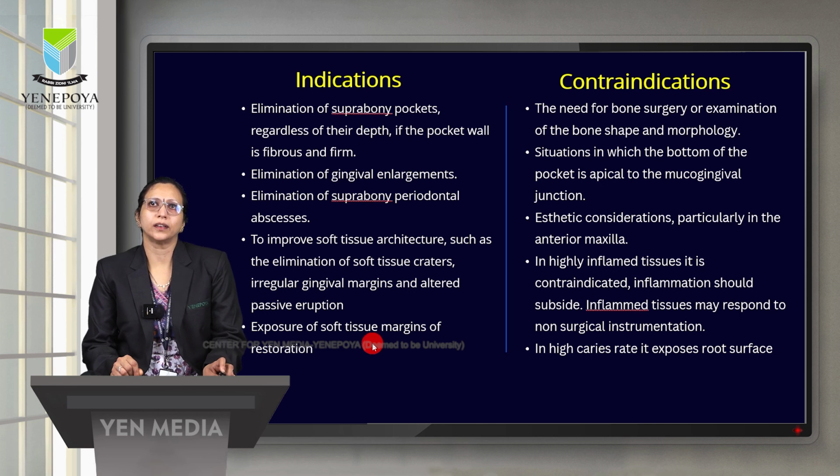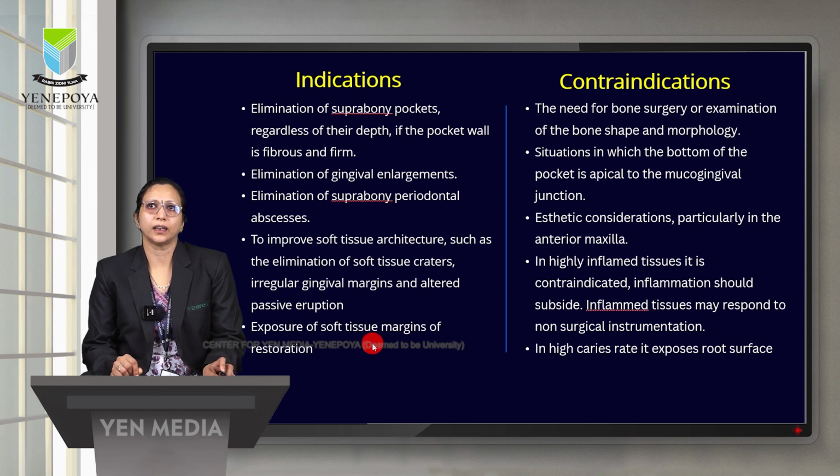Let us see what the contraindications for this procedure are. If bone surgery is needed, or if examination of the bone shape and morphology is required, we cannot do this procedure because we are not actually exposing the bone. And in situations where the bottom of the pocket is apical to the mucogingival junction, a lot of tissue would be removed, thereby exposing the root surface, which will create future bone loss or future sensitivity to the tooth.